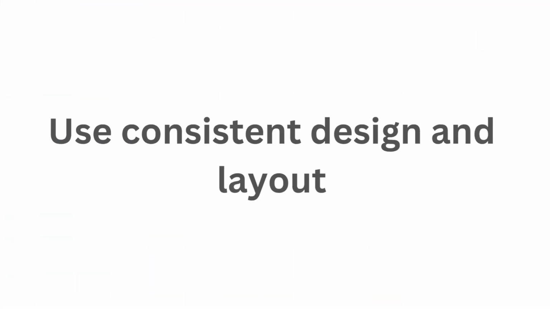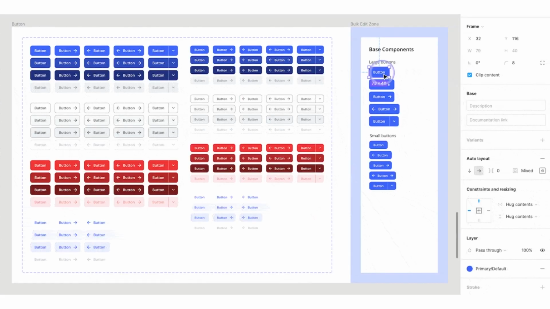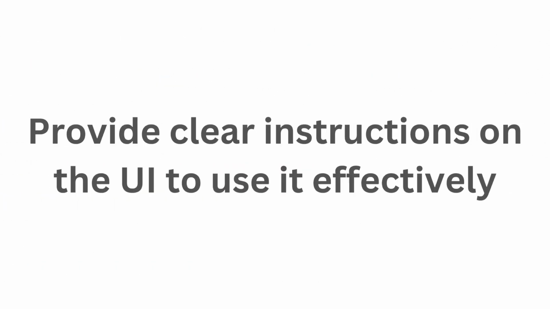Tip number 8. Use consistent design elements and layouts across the interface to help users quickly and easily find and access the information they need. For example, using the same type of buttons, fonts, and colors throughout the interface can create a cohesive and intuitive experience.